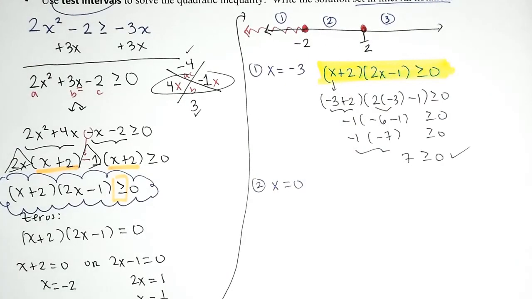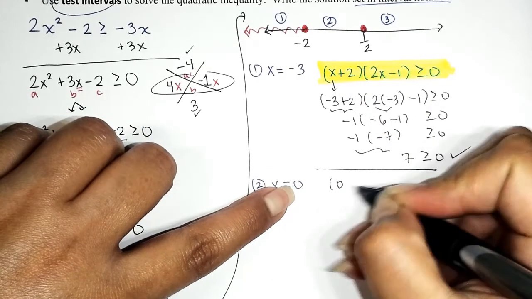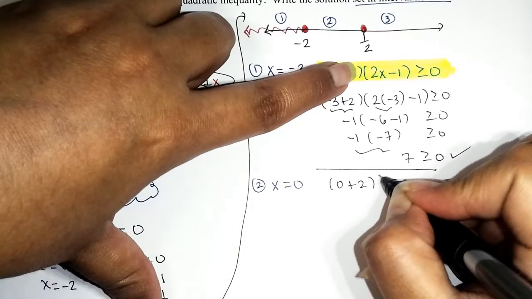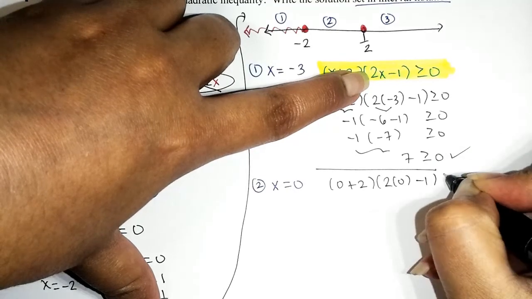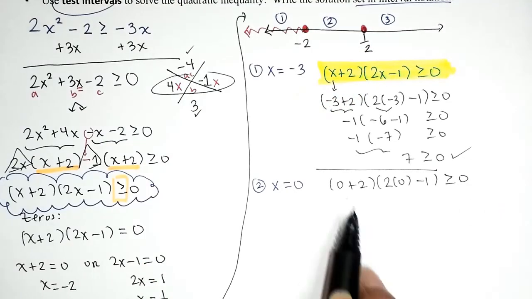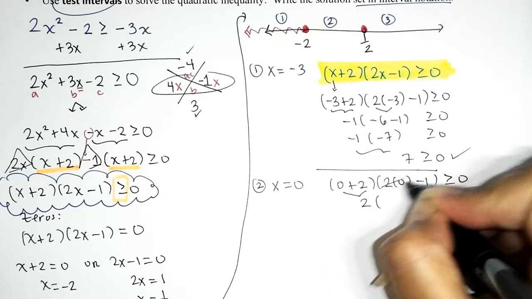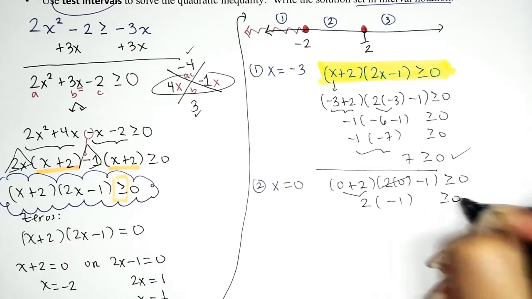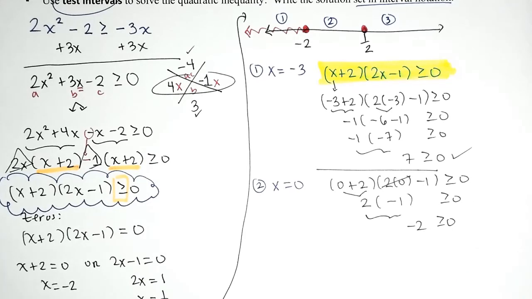Okay, so let's do this. So we have our test value of 0, or whatever you picked, plus 2, times 2 times our test value of 0 minus 1 is greater than or equal to 0. Sum of 0 and 2 is 2. Product of 2 and 0 is 0, and that will leave us with -1. Product of 2 and -1 is -2, and the question that I'm going to ask myself is this: is -2 bigger than 0? This is like a lie. Okay, -2 is not greater than 0, so it doesn't check out.